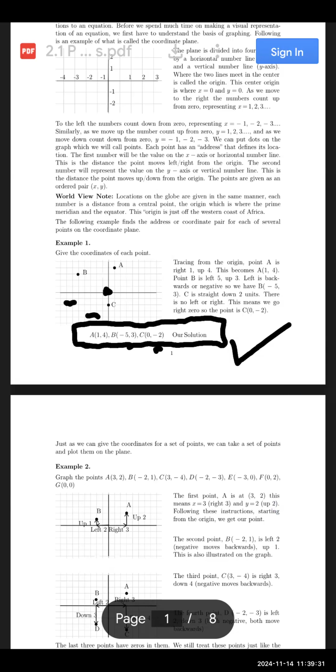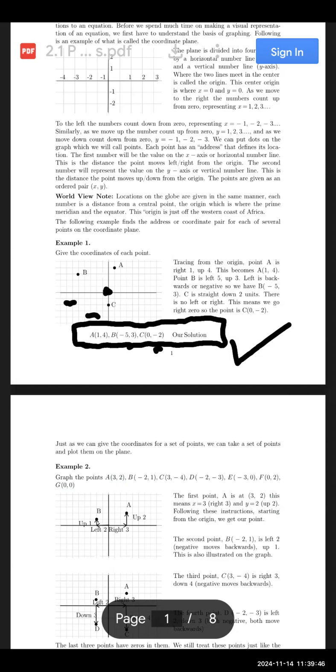move on to the next example, for example, here, example 2. And you literally look at the example and see if you can understand what they're saying. So A is 3, 2. B is -2, 1. C, which will come down later.